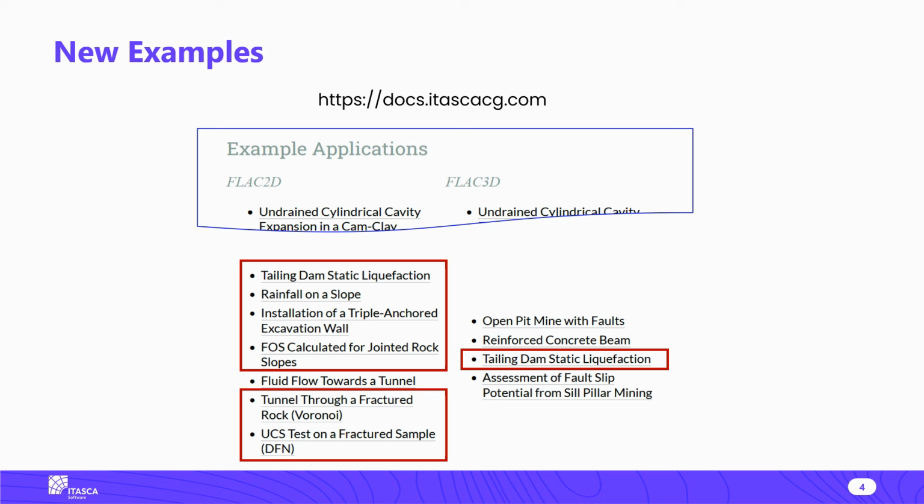As for the examples, they're all available at the Itasca documentation website, which is docs.itascacg.com. Navigate to example applications under the FLAC2D, FLAC3D section, and you can find all the new examples that are shown surrounded by the red boxes here in this section. We will cover these 4 examples during the slideshow, and for the last 2 examples, I will show a demo.